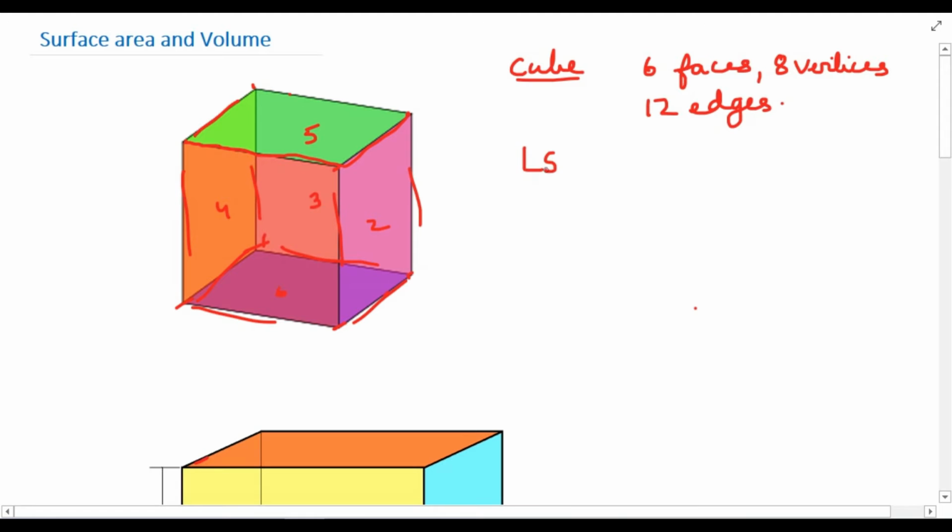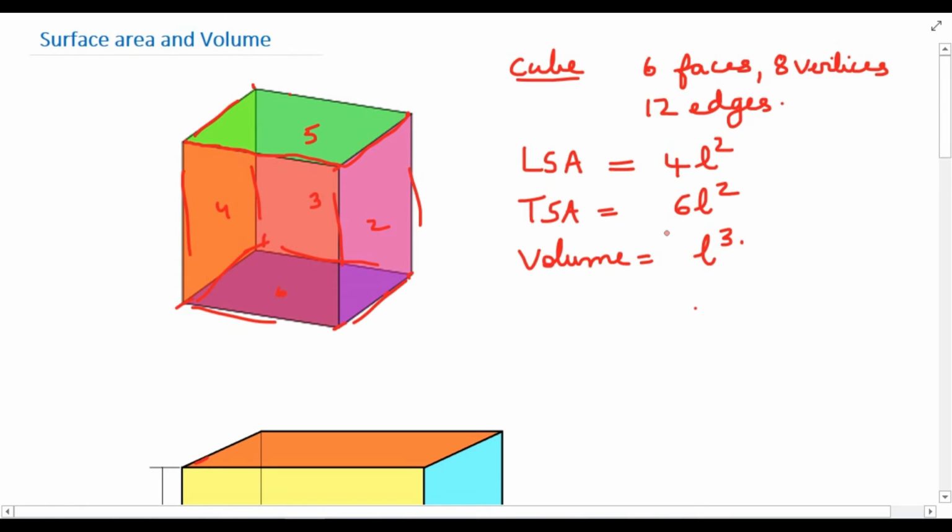Now the lateral surface area of the cube is given by 4L square, where L is the side of the cube. In a cube, the length, breadth and height all remain the same. The total surface area of the cube is 6L square, and the volume of the cube is equal to L cube. These formulas you have studied in class 9. You have to revise these formulas to do the problems from this chapter.